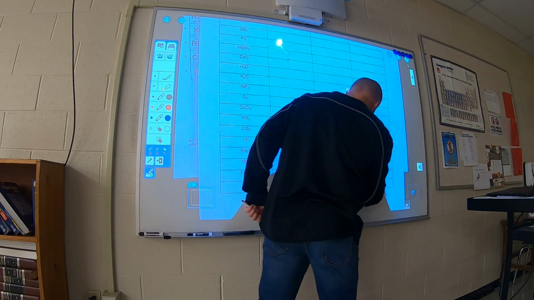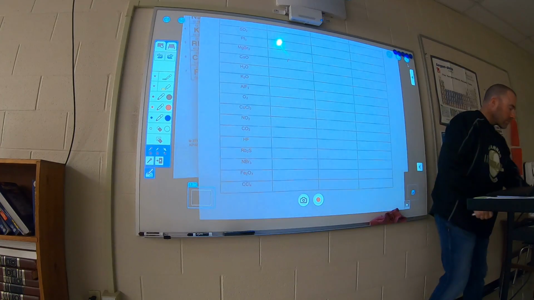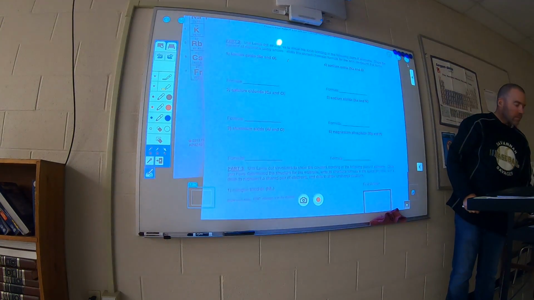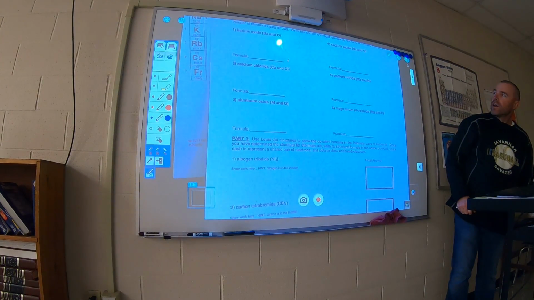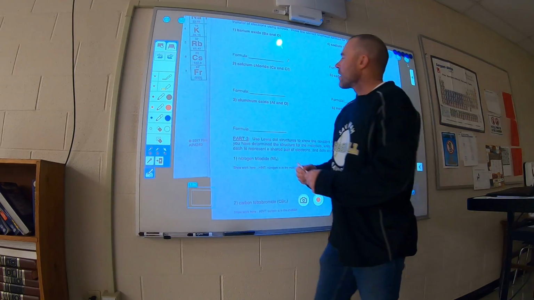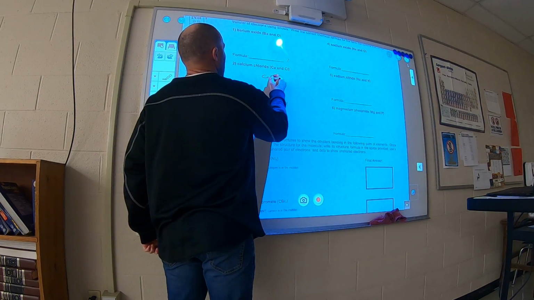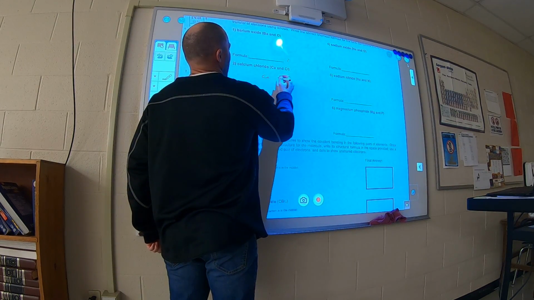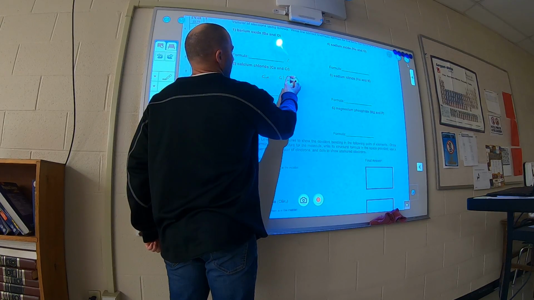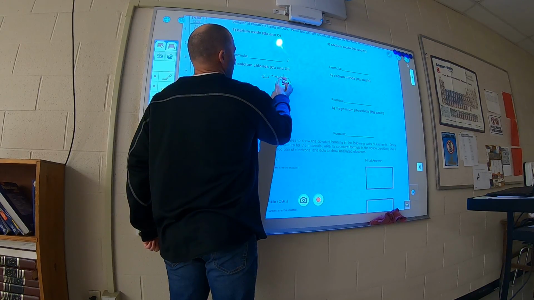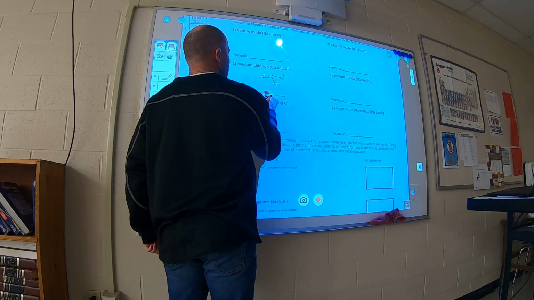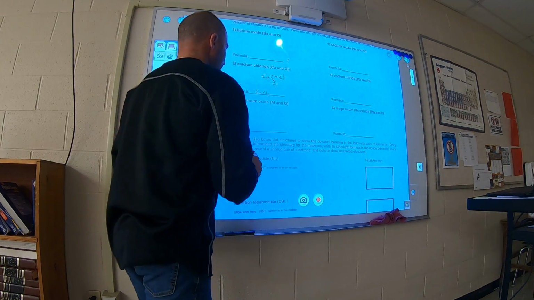So flip it over to the back. So we did one together in class. Go down to two, Ca and Cl. Ca has two dots, Cl has seven dots. So one of the dots for Ca is going to go there. The other dot has to go there. So it's CaCl2.